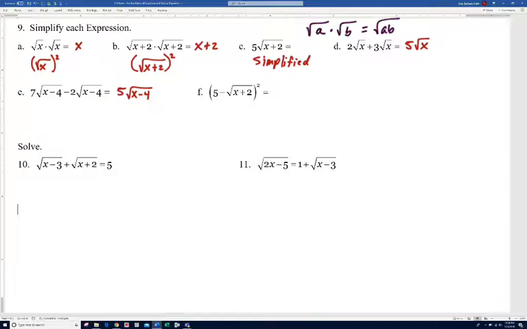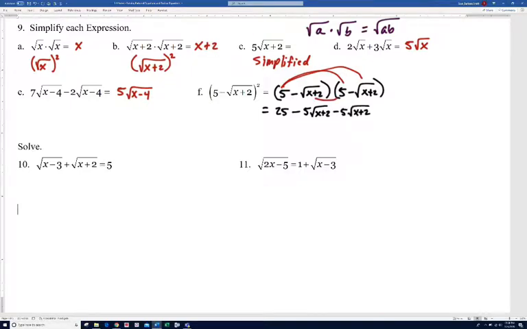All right, so now we're ready to get serious with radicals and what we can and can't do here. We've got 5 minus the square root of x plus 2, quantity squared. So we're going to multiply 5 minus square root of x plus 2 by itself. So this is a FOIL situation. 5 times 5, we're going to get 25. And then 5 times the minus square root of x plus 2 is minus 5 square root of x plus 2. Our inner product is also minus 5 square root of x plus 2.